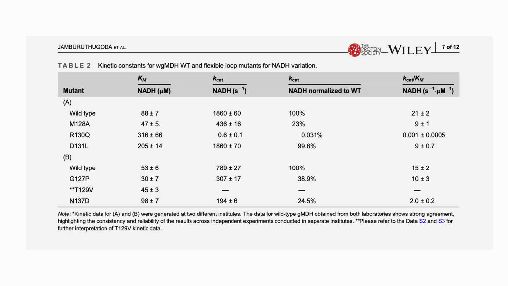Table 2 summarizes the kinetic data for NADH variation. Now again, if you look at the same R132Q mutation, you can see that if you look at the Km for NADH binding compared to the wild type, the mutant only shows about a 3-fold increase in Km for NADH. However, if you look at the kcat value, you can see that compared to the wild type, the R132Q mutant has approximately 3,000-fold lower kcat value, showing that while this residue is critical for the catalytic step, it does not strongly affect NADH binding.